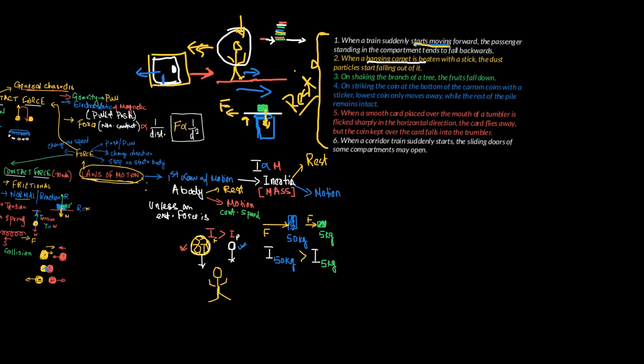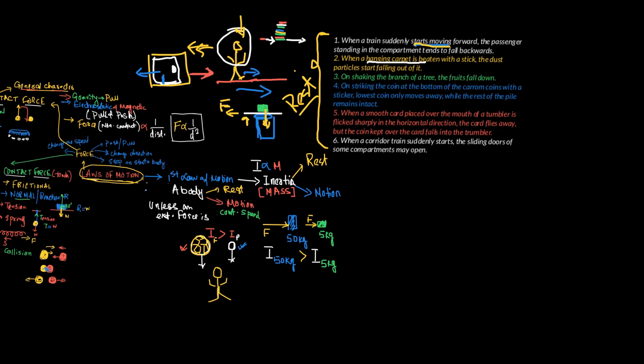So these are all examples, or all consequences, of things we see happening in nature or daily life. Inertia of rest helps us to explain all these phenomena. So that's inertia of rest. The more the mass, the more the inertia. Inertia of rest tells us that a body will be at rest until and unless a force is acting on it.